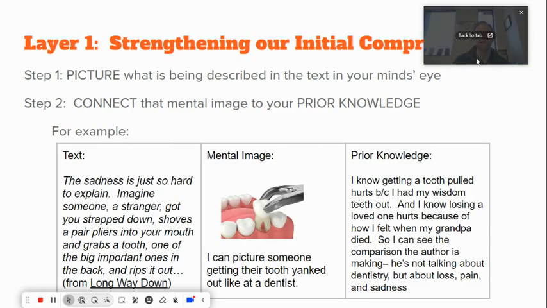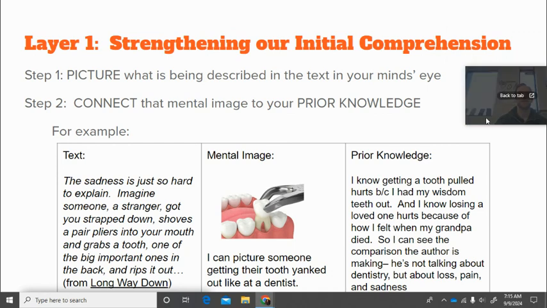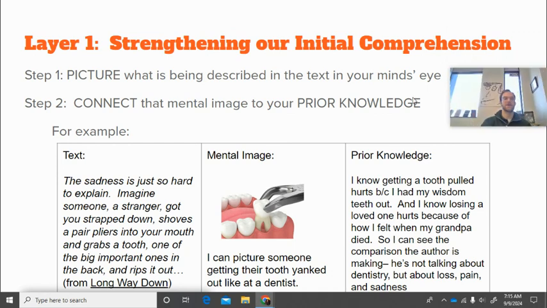And for that first layer of annotating to help us with our initial comprehension, there's two steps. Step one is to picture what's being described in the text in your mind's eye. Imagine it, envision it, bring it to life in some way. And step two is to connect that mental image to your prior knowledge. So you are intelligent. You have lived your life on this planet for 14 or 15 years, most of you, and you have experiences that are valuable and will help you understand the world around you.